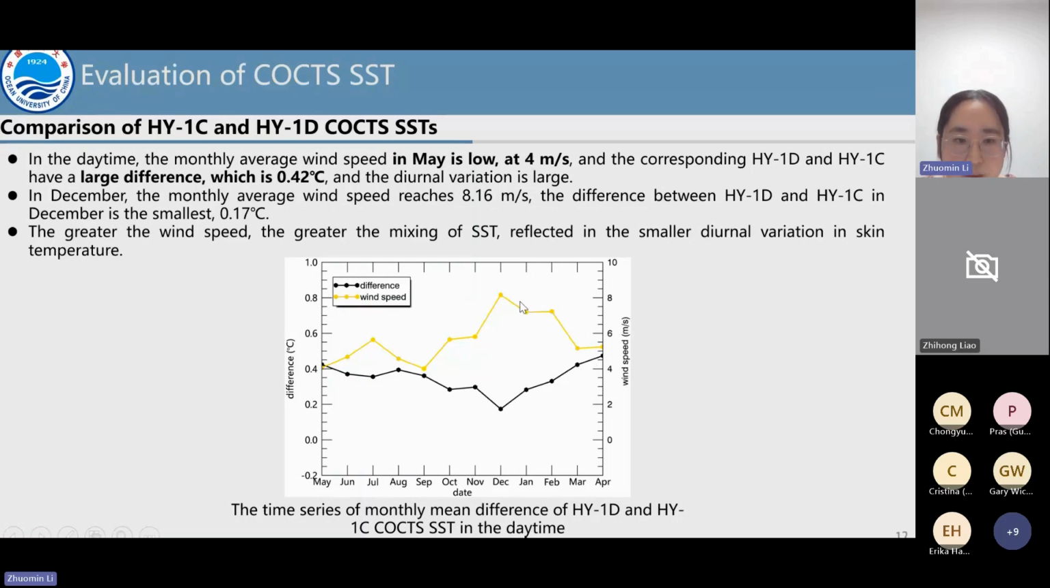In December, the monthly average wind speed reaches 8.16 meters per second. The difference between HY-1D and HY-1C in December is the smallest, about 0.17 degrees. The greater the wind speed, the greater the mixing of the SST, reflected in the smaller diurnal variation in skin temperature.